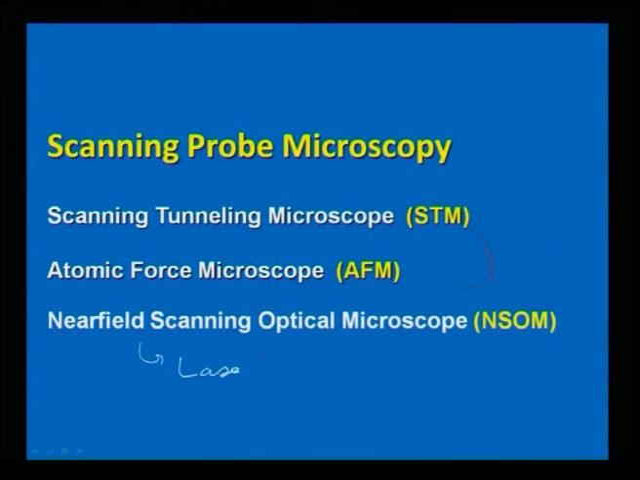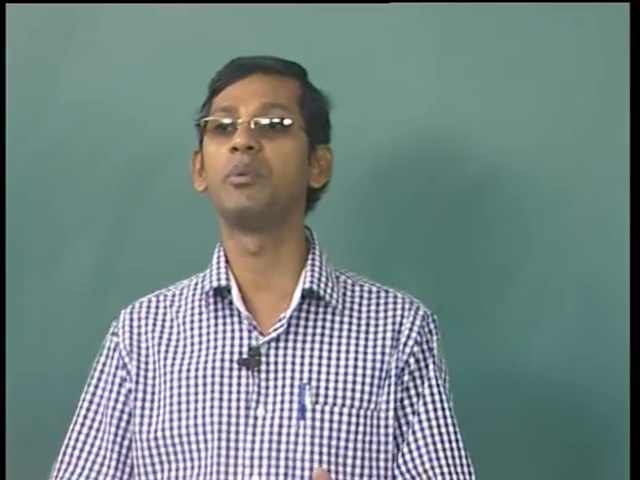So, the most important technique used for near field scanning optical microscopy is laser confocal microscopy. And this is gaining more importance over time, as it can give us information regarding the structure of the internal surface. Initially, it was used for biological specimens. Nowadays, people are using it for material science applications also.